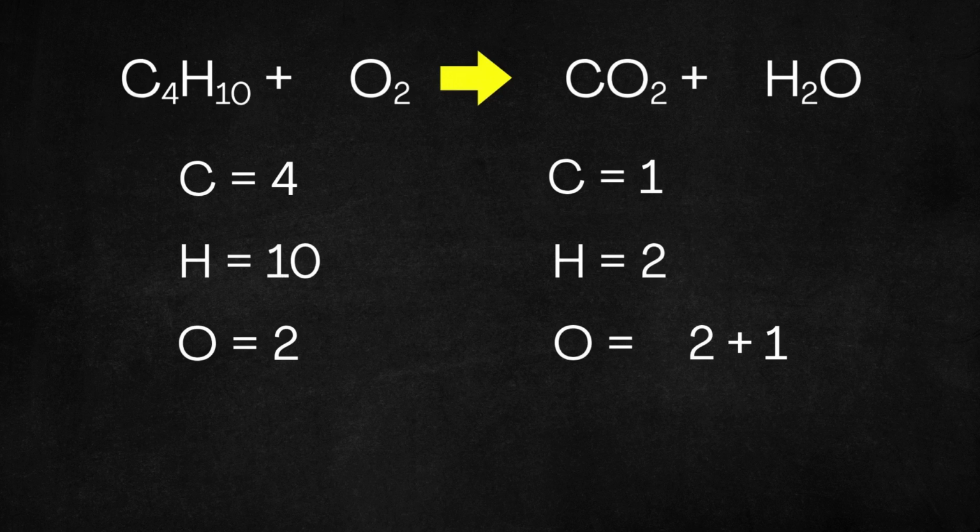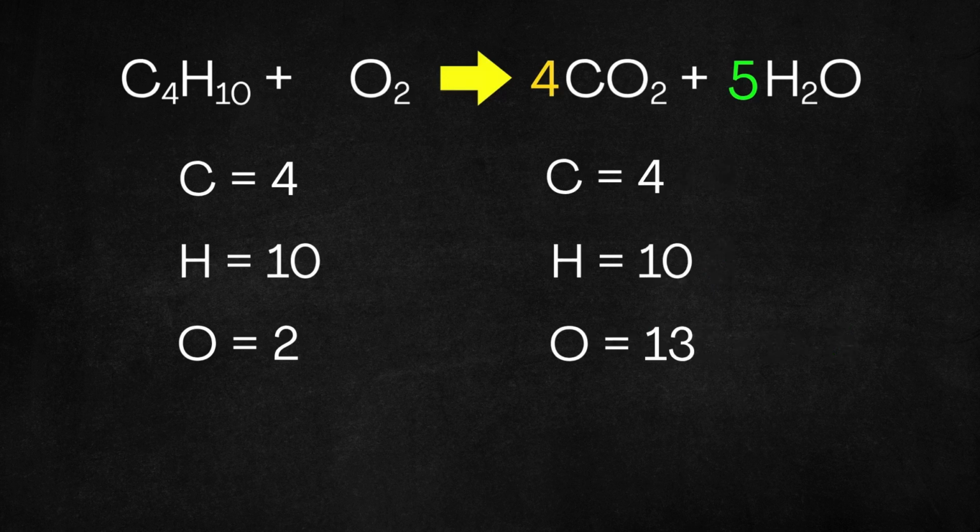Let's balance the carbon atoms. Multiply the carbon product by 4 to match 4 carbon atoms on the reactant. Multiplying carbon dioxide by 4 means we have to multiply its oxygen by 4 as well. Next, multiply the hydrogen product by 5 to match 10 hydrogen atoms on the reactant. Multiplying H2O by 5 means we have to multiply its oxygen by 5 as well. Simplify all the expressions on the product side.